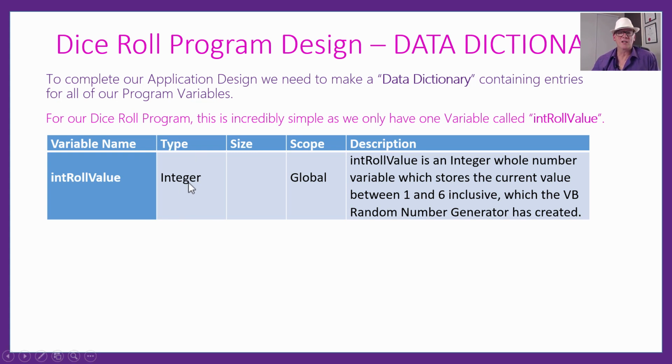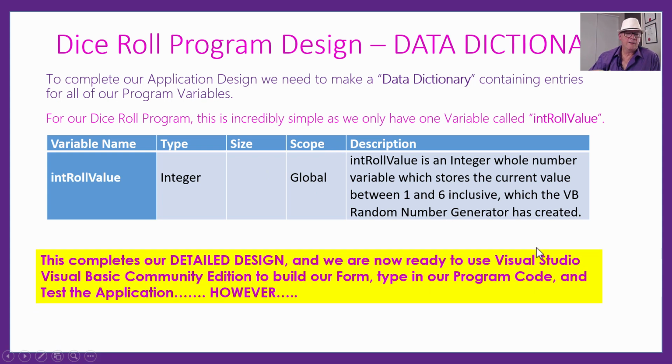We're setting that up as an integer. We're not going to worry about the size. We're just going to use the default size that Visual Basic makes it when you choose integer for your data type. The scope is global, that it could be used anywhere within the program, and just a description there about what it does, okay? And this actually completes our detailed design.